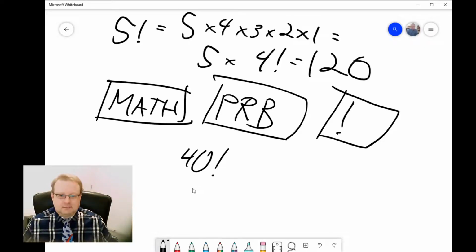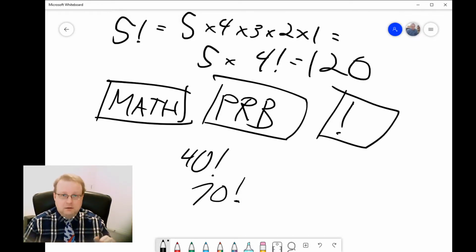In fact, most calculators will choke if you try to give it 70 factorial, because that is a bigger number than most calculators are used to. But this is the fundamental definition of the factorial, which is going to be one of the mathematical underpinnings that we're going to be using when we define permutations in just a couple of videos' time.